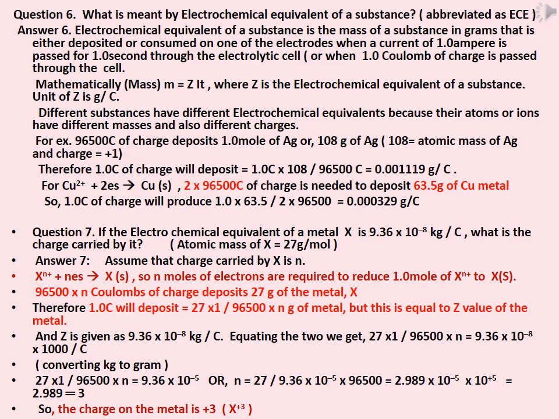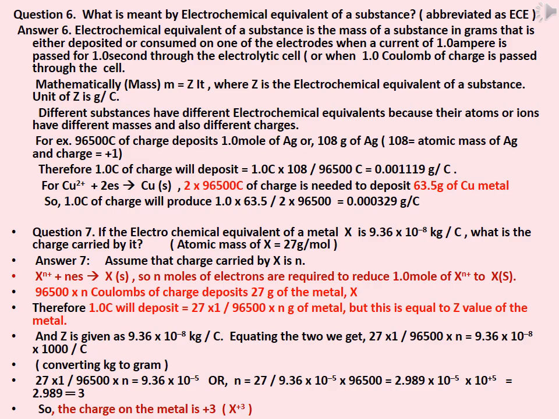9.36 into 10 power 3 into 10 power minus 8. That will become 9.36 into 10 power minus 5. 10 power 3, 10 power minus 8 works out to be 10 power minus 5. Therefore, we get 27 into 1 by 96,500 into n is equal to 9.36 into 10 power minus 5.